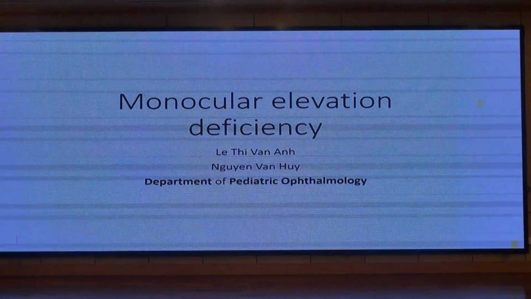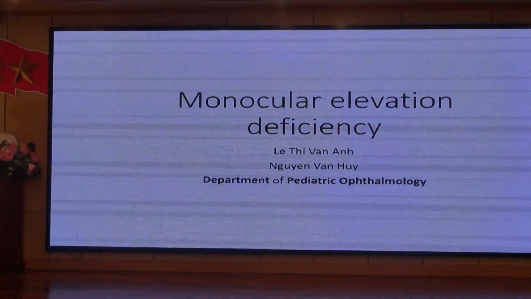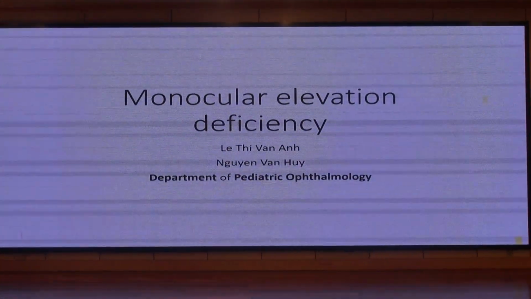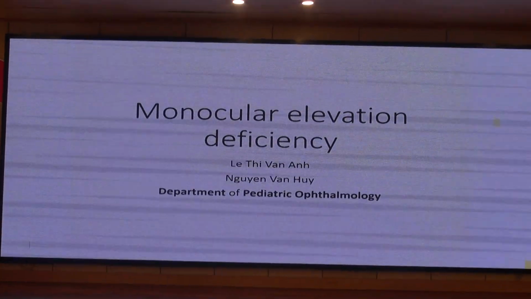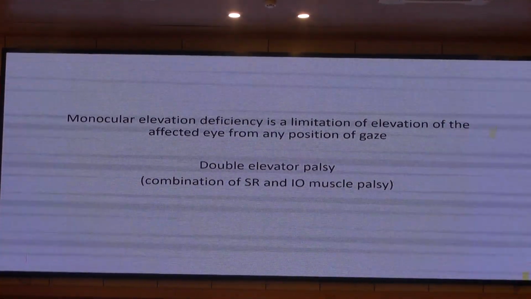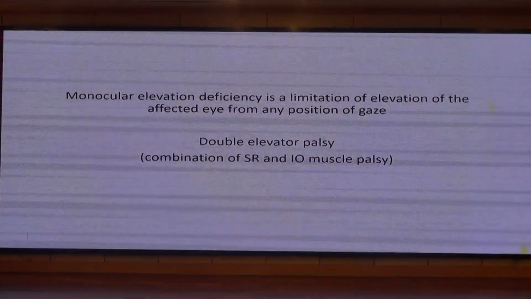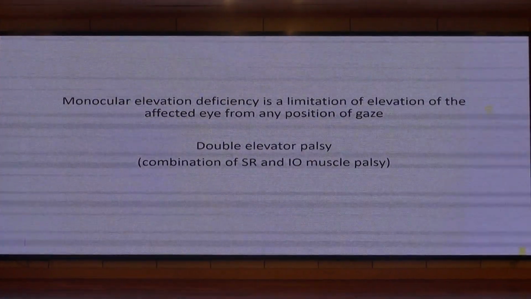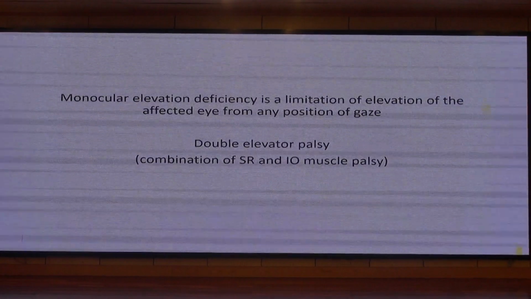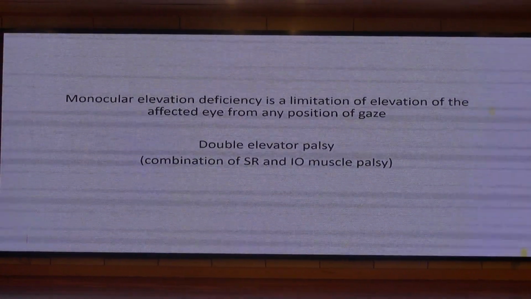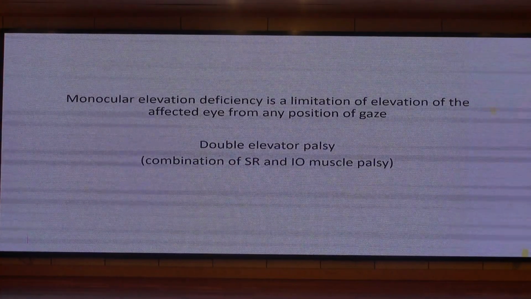Good afternoon, everyone. Today I represent the Department of Pediatric Ophthalmology to present monocular elevation deficiency. Monocular elevation deficiency was known as double elevator palsy, the combination of superior rectus and inferior oblique muscle palsy, but now it is clearly known as the limitation of elevation of the affected eye from any position of gaze.